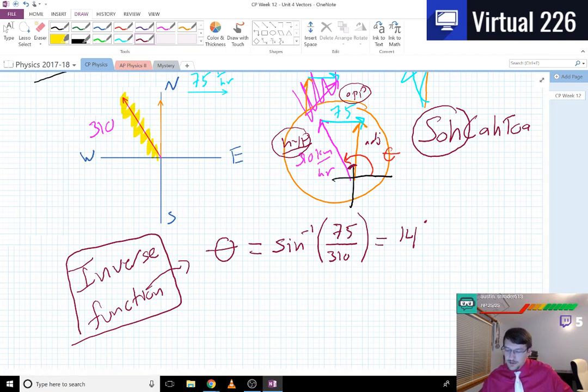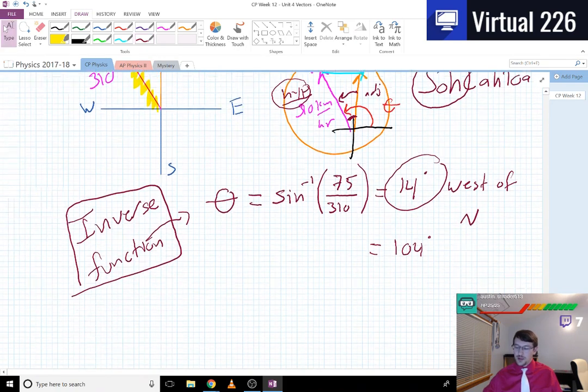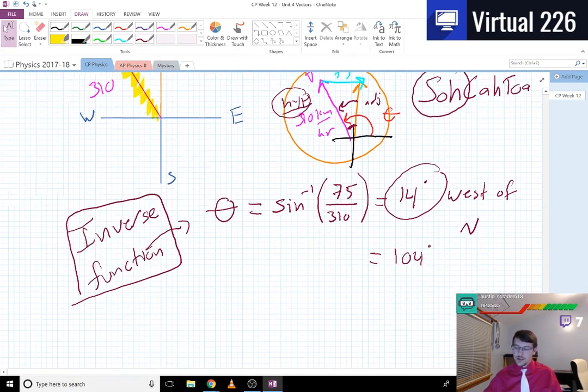In this case, the answer that we have here is, we could call this 14 degrees west of north, because if this is the north direction, we're going west of that. If we were given this in polar notation, that would be 90 plus 14, which would be 104 degrees. So there are a few different ways to talk about that, but that's the direction we're looking for in a problem of this type.